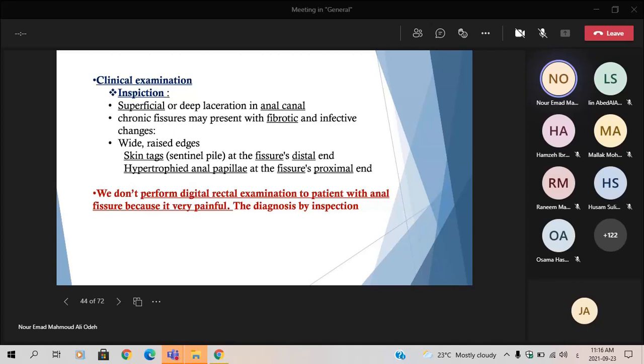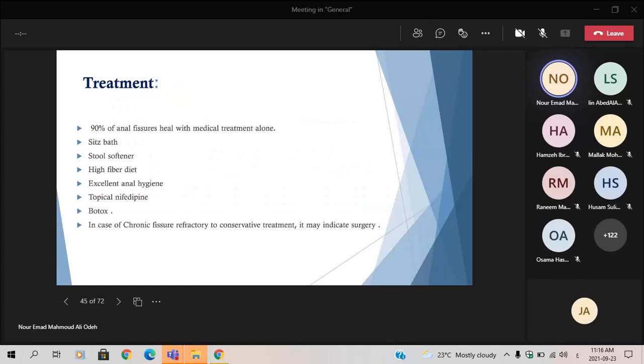So digital rectal examination is not performed in anal fissure. Treatment: 90% of anal fissures will heal with medical treatment. Sitz bath, stool softening, high fiber diet, and excellent anal hygiene, topical nifedipine, and Botox. Only in a refractory chronic fissure do we need a surgical intervention.